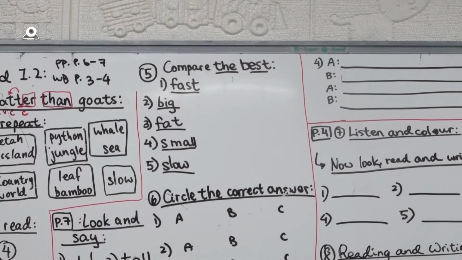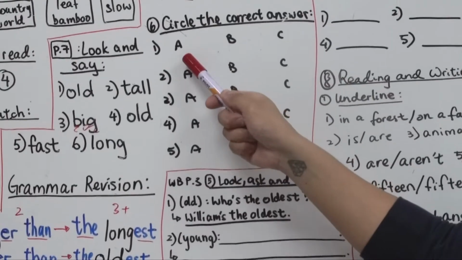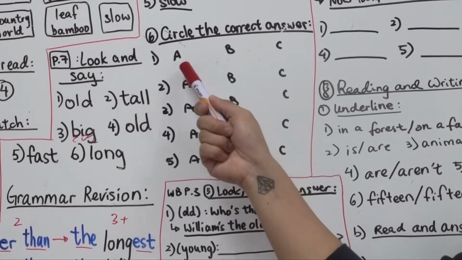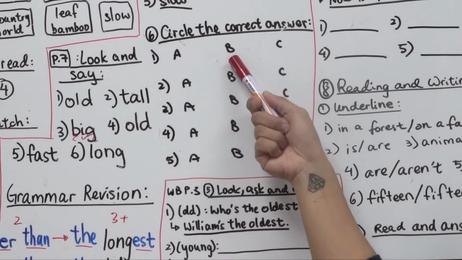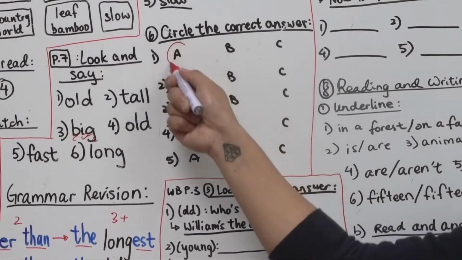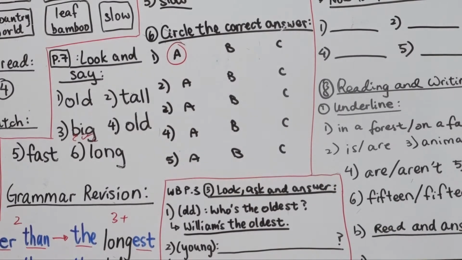Okay? Alright, so now we'll do circle the correct answers on part 6, okay? So for question number 1, which is the biggest? Is it a whale, an elephant, or a hippo? Which is the biggest? A whale, an elephant, or a hippo? It's a whale, right? A whale is the biggest. Alright, what about question number 2?